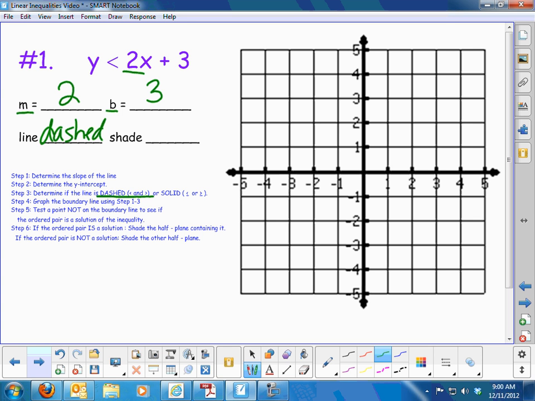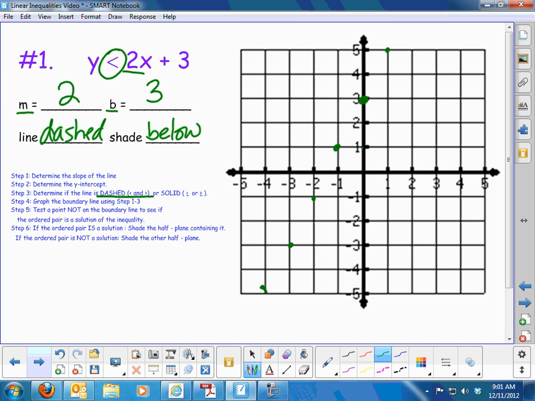And where do I shade, above or below? Well, it's telling me that it's less than, so I'm going to have to shade below. Now, we'll have to check that in a little bit to see if it's right. So I'm going to go ahead and graph. I'm going to go to my B, which is 3, and I'm going to use my slope, which is +2: rise 2, run 1, rise -2, run -1.